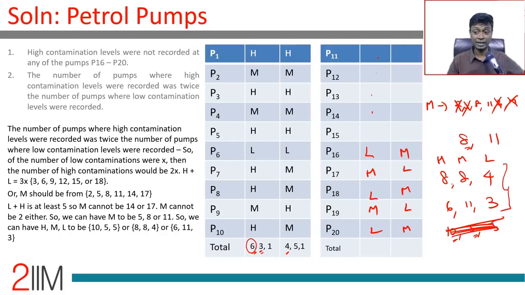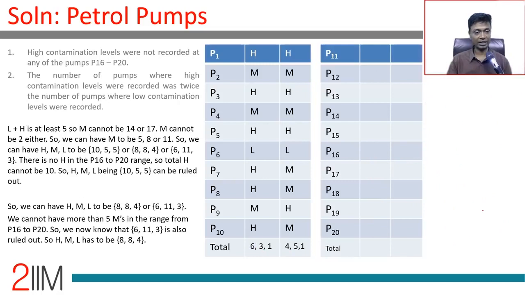Fine. So let's think about this. 884 totally or 6113 totally. Let's see if we can narrow down even better. Suppose it were 6113. There are 11 mediums totally. You can either have 3 mediums from here or 5 mediums from here. If you have 5 mediums in the first 10, to get to 11, it will be 6 M's in the second 10. That's not possible because no 2 consecutive ones could be M. So maximum, even if we go alternate, we can get 5 M's. So 6113 is ruled out. So the total has to be 884.